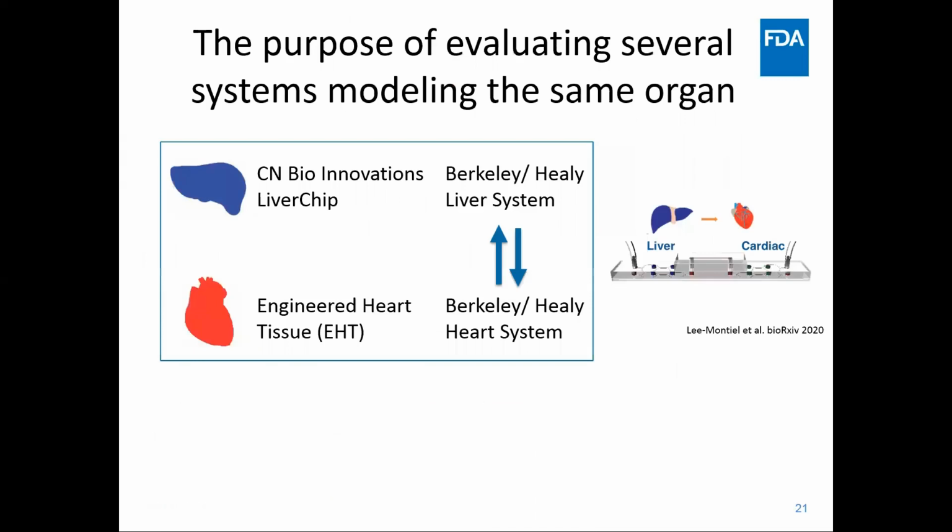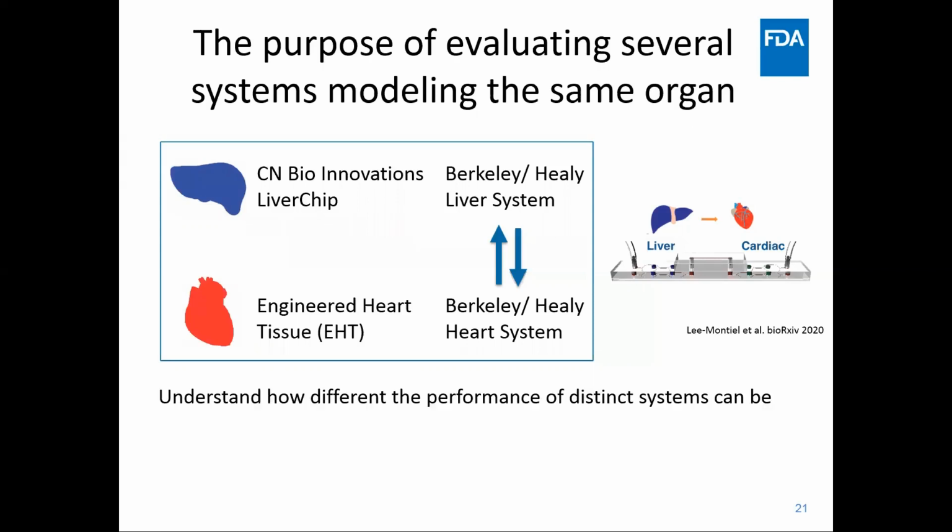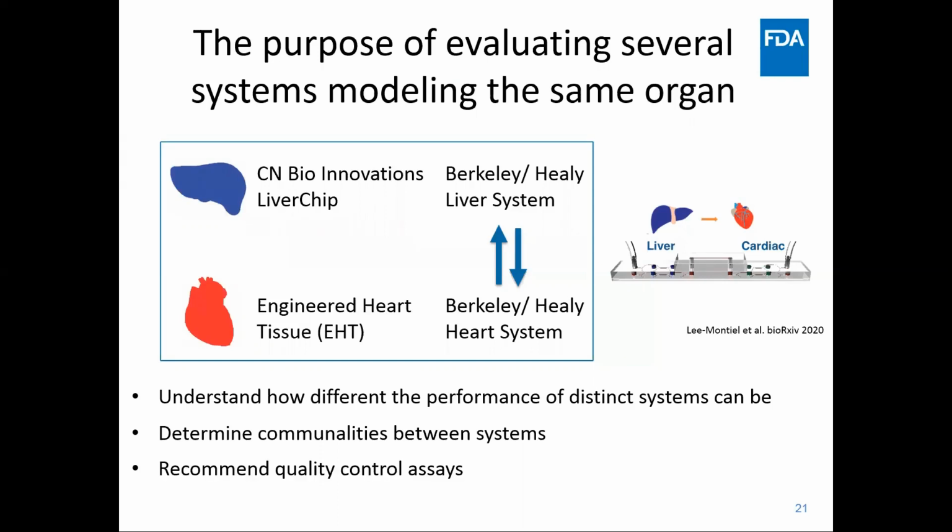So as you can see, we kind of have a repetition. We have a liver chip and we have a liver system in Berkeley. We have an engineered heart tissue and we have a heart system also in Berkeley. So the purpose of evaluating several systems that can model the same organ is also to understand how different the performance of distinct systems can be. To determine commonalities between systems, this is important to develop standards criteria that then can lead us to recommend quality control assays that will definitely benefit the drug development field.